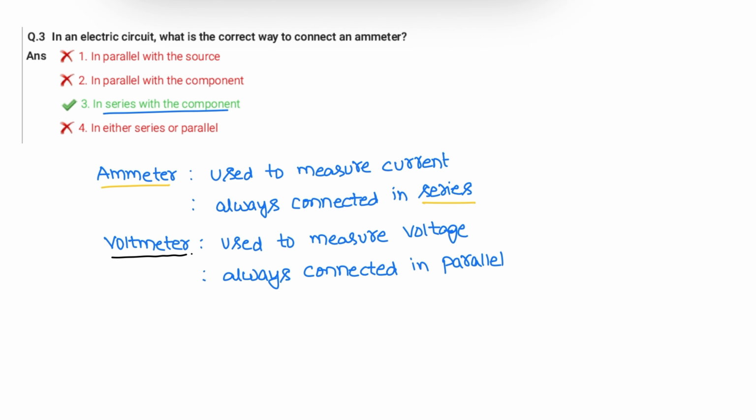Similarly, a voltmeter is used to measure the voltage. AC voltmeter for AC voltage measurement, DC voltmeter for DC voltage measurement. It is always connected in parallel with the component in the circuit.